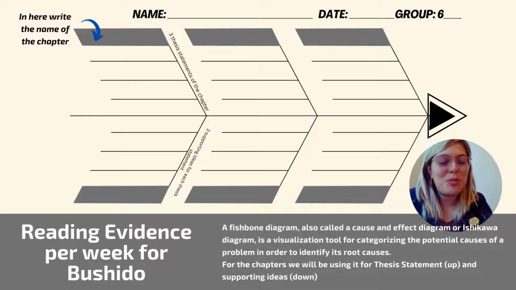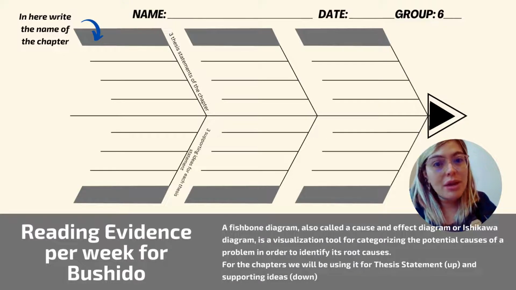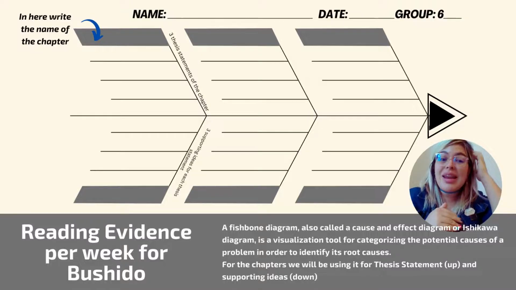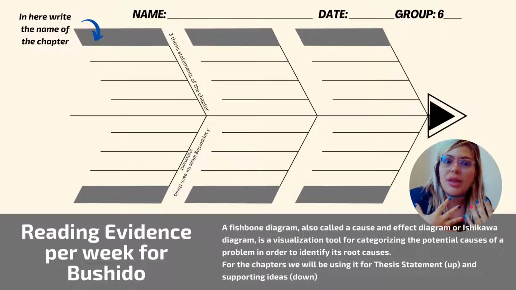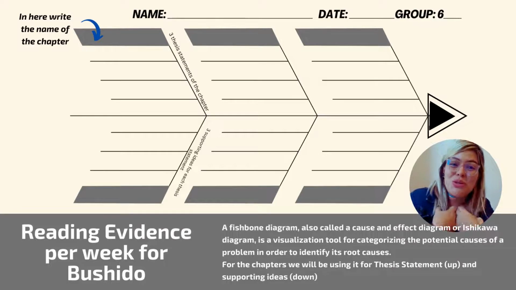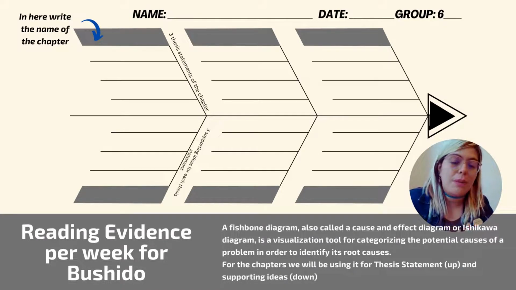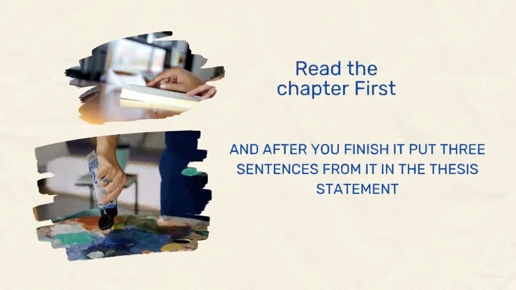And it's called a fishbone because it has a fish, like the shape of a fish, and the bones of the fish. Usually a fishbone is used for causes and consequences. But in here, we're going to use it for thesis statements or the most important ideas of the text, the ones that you are going to infer, and down you're going to put the supporting idea to that thesis statement. How do you do that?